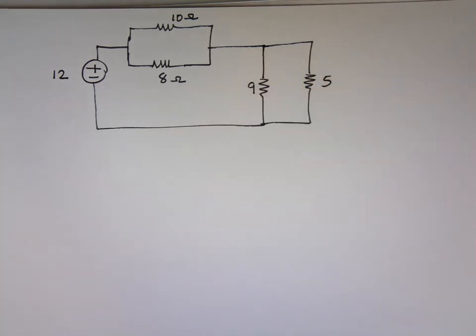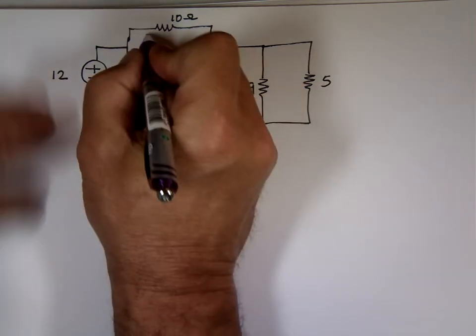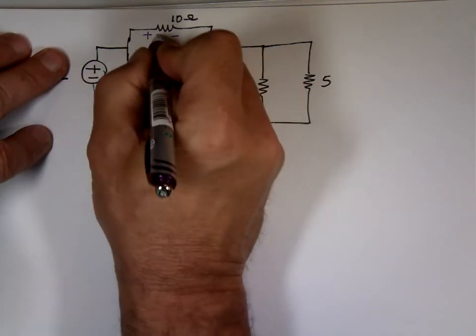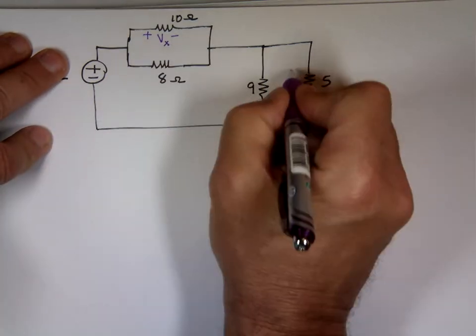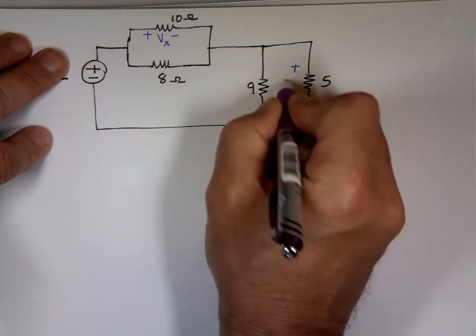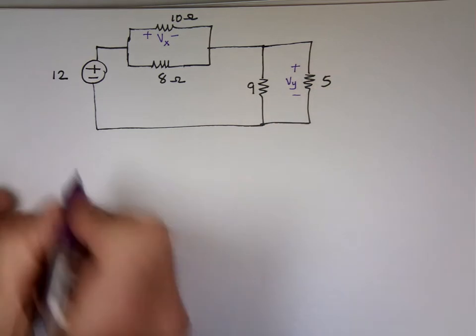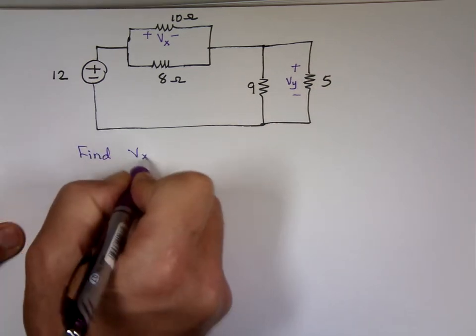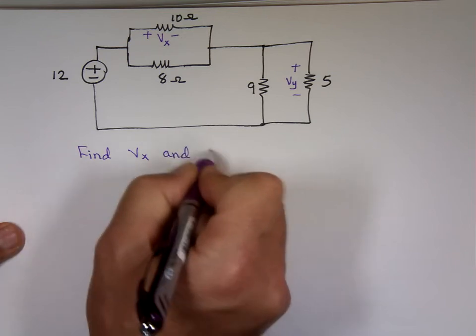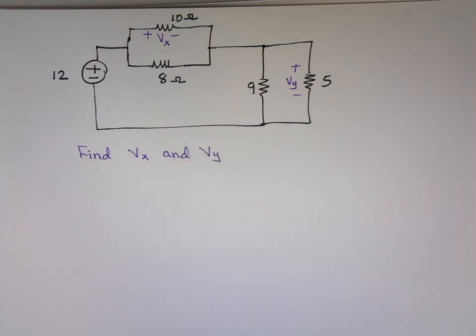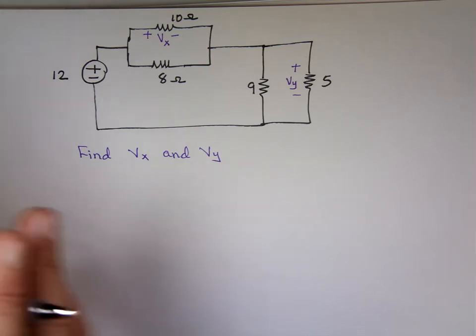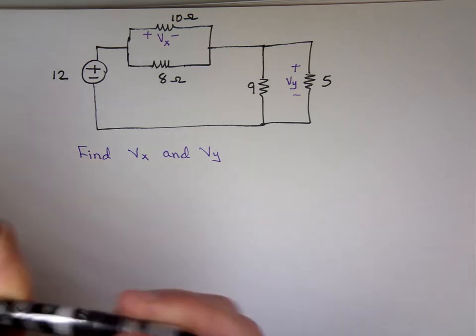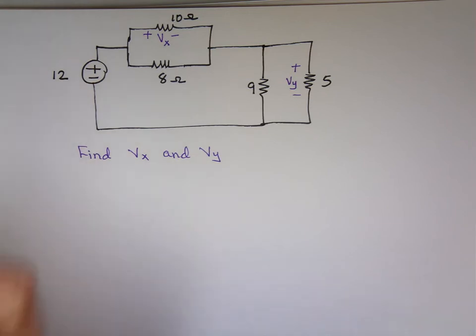And what I want to find, the question is, what is the voltage right here? I'm going to call that Vx. And what's the voltage right here? I'm going to call that Vy. So find Vx and Vy. What do you think we should do? How are we going to do that?